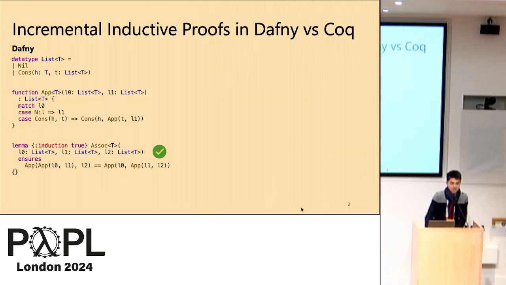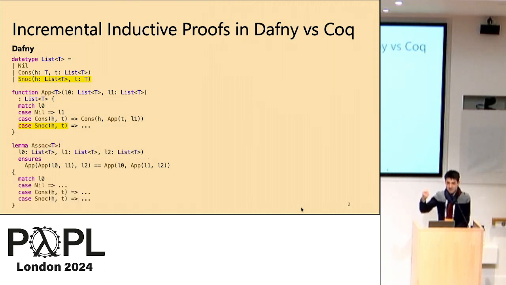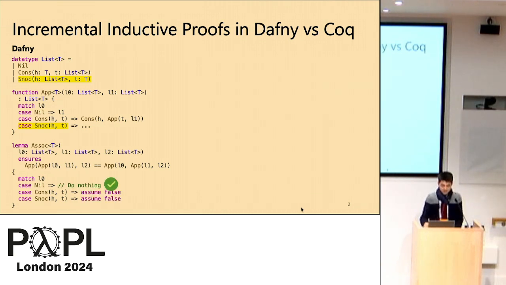But now you want to iterate. So for instance, you add a snark case into your list, for instance. And now the proof fails. So you need to debug it and fix it. So you dive in, and in order to dive in, you make explicit the inductive structure of the proof by doing a match on the first list, listing all the cases, and then you look at the cases one by one. So you start with the nil case, it goes through, this is great. Then you look at the cons case, and now it fails.